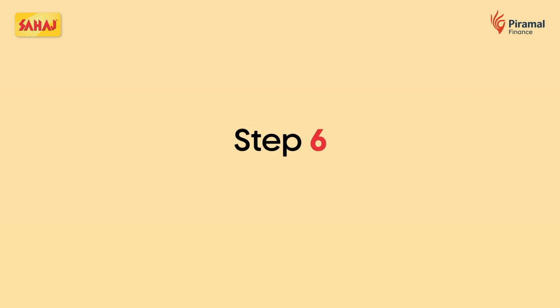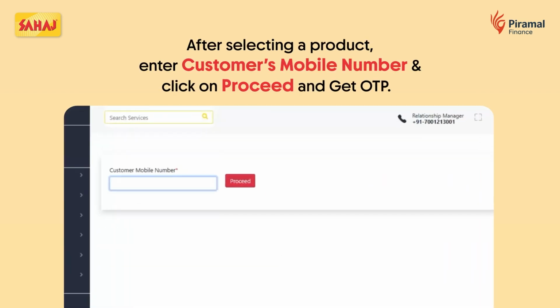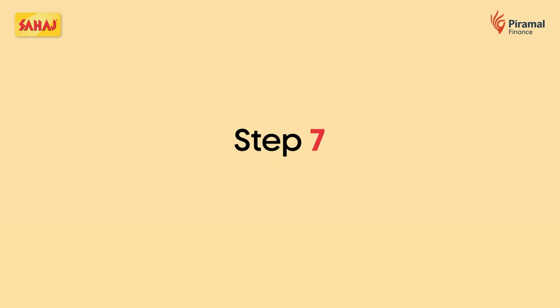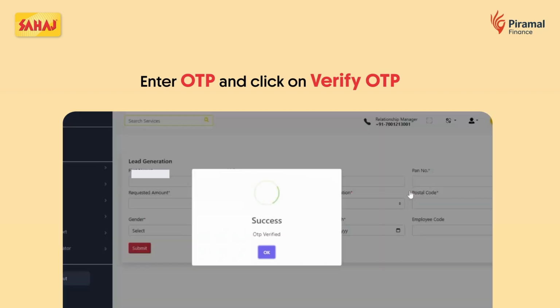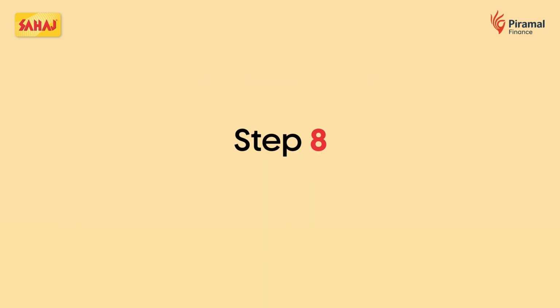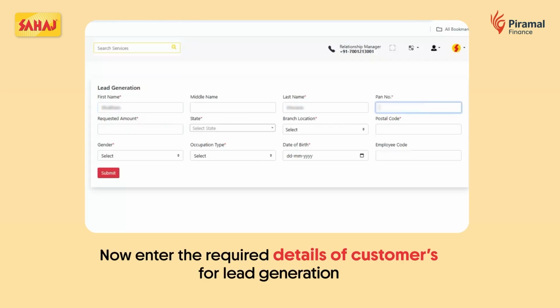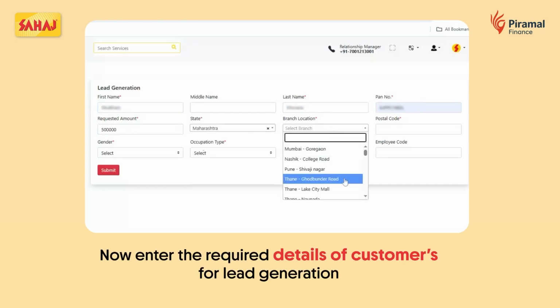Step 6. After selecting a product, enter customer's mobile number and click on Proceed and get OTP. Step 7. Enter OTP and click on Verify OTP. Step 8. Now enter the required details of customers for lead generation.